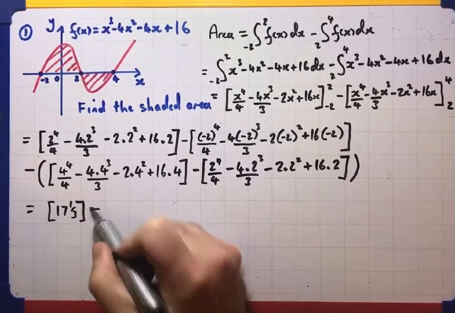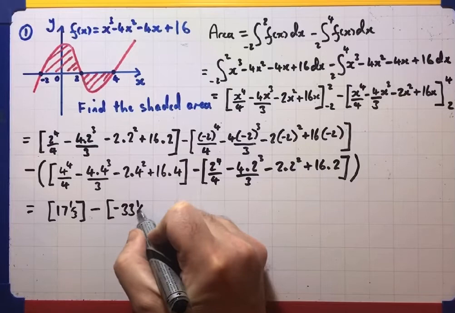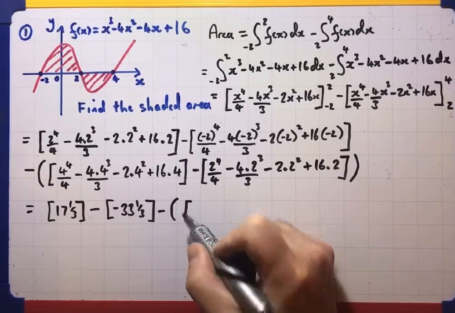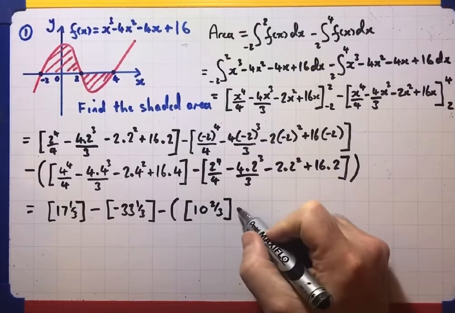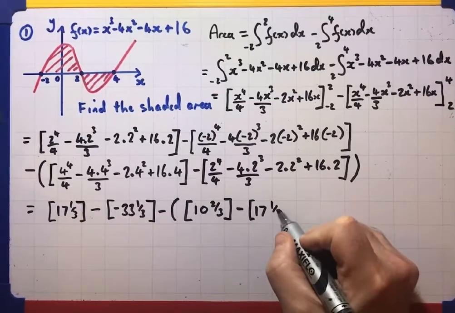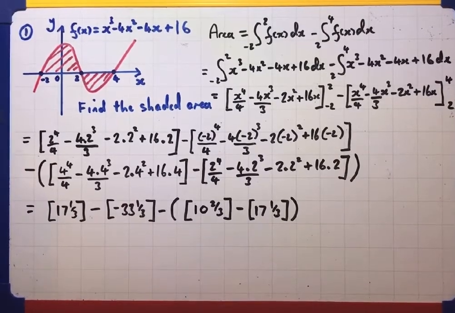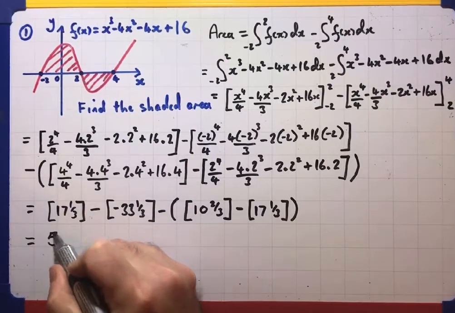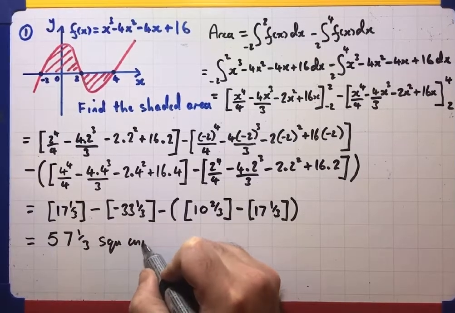Okay. If we work that one out, it gives us minus 33 1/3. Minus, and then that one, if we put in 4, it gives us 10 2/3. And lastly, it's 2 again, so it's 17 1/3 there. As I said, it takes a little while to plug them into your calculator, but that's what you'll end up with. And then, if you work that out, again, I'd use your calculator, you'd get 57 1/3 square units.